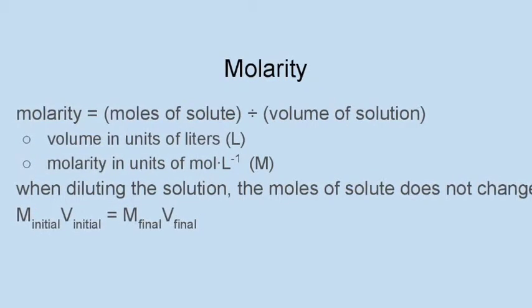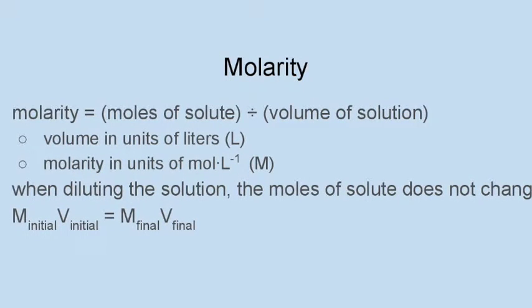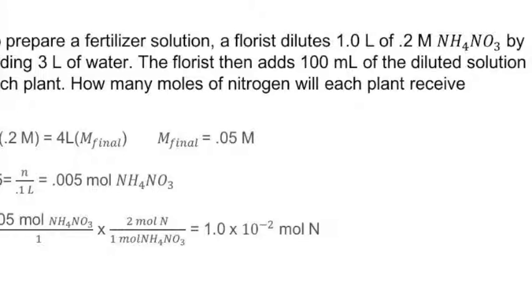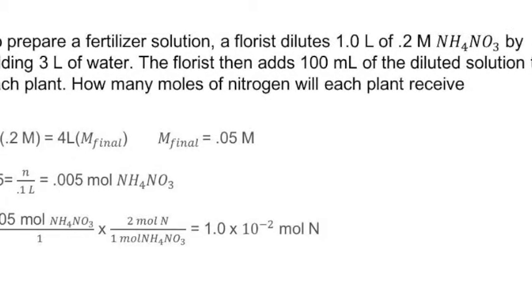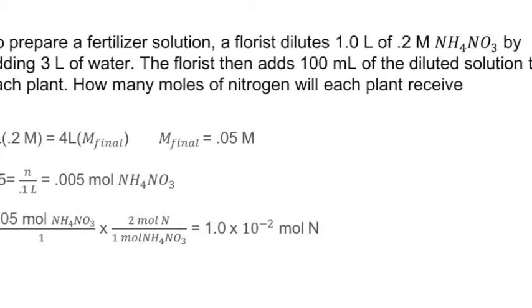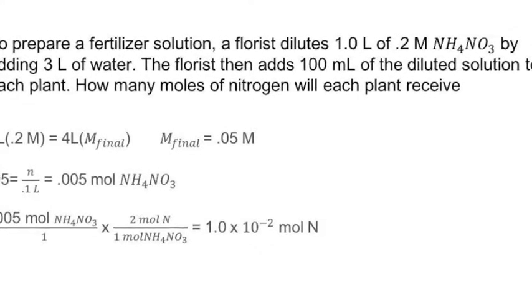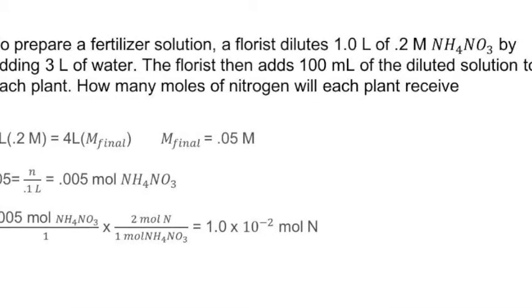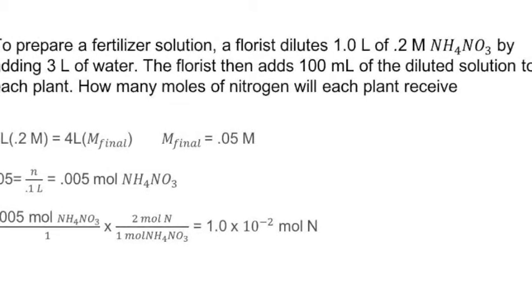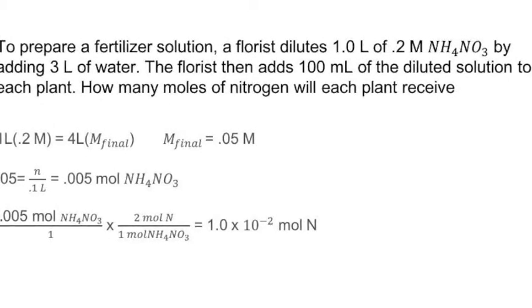Given this, we have an equation M initial times V initial equals M final times V final. So for this question, we're trying to find the molarity, and then we're going to take this and use it to find the moles. So we have 1 liter to start with, so that'll be our V initial, and then we have 0.2 moles of this compound. So we'll use that as our molarity, and then M V initial equals M V final, so our final volume is going to be 4 liters because we're adding 3 to 1.